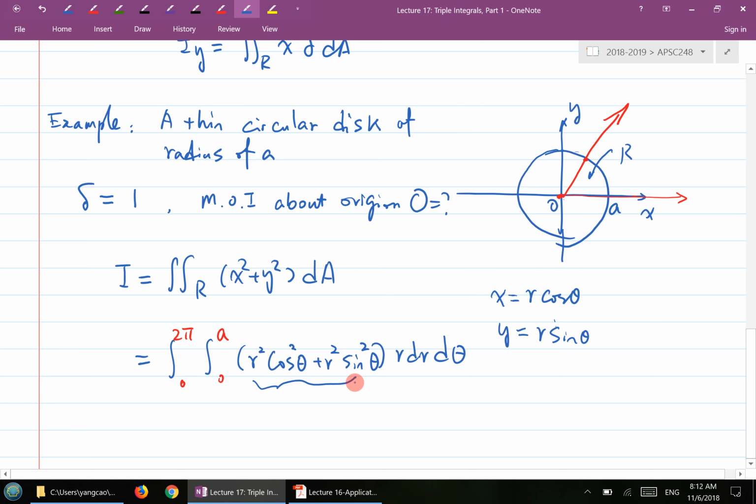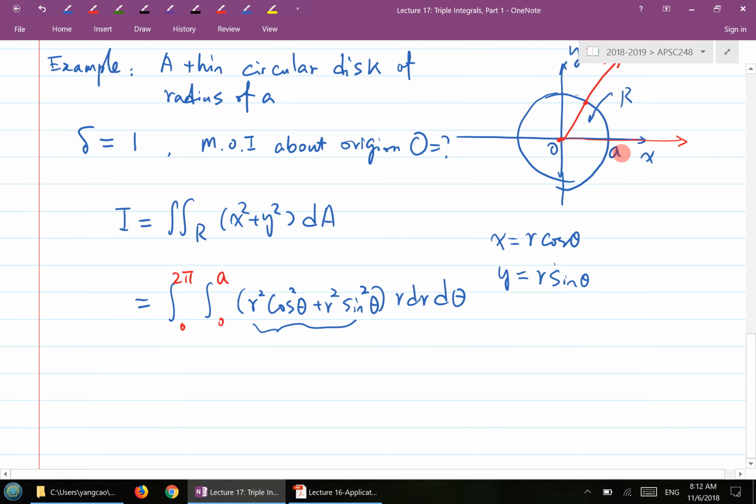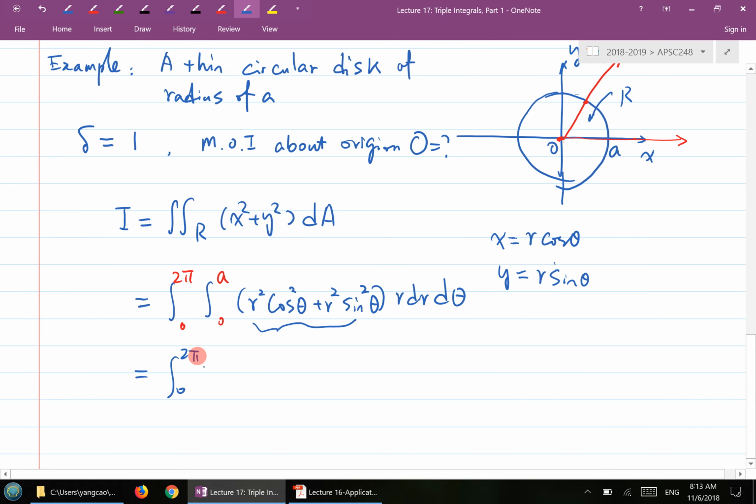A very simple trigonometry identity in the middle here, taking out the common factor r squared, you get sine squared plus cosine squared, which is 1. Basically you're integrating 0 to 2 pi, 0 to a, r squared times r dr d theta. There's no trick at all, so you can get an answer which is pi a to the power of 4 divided by 2. So that's the moment of inertia of the thin plate, which is centered around the z-axis, and this is the moment of inertia about the z-axis. Any questions so far? It's all good?